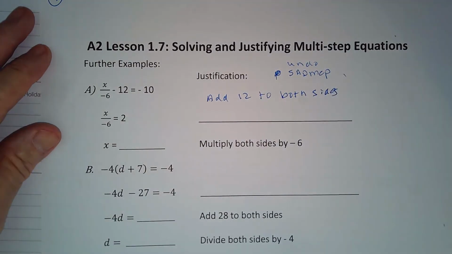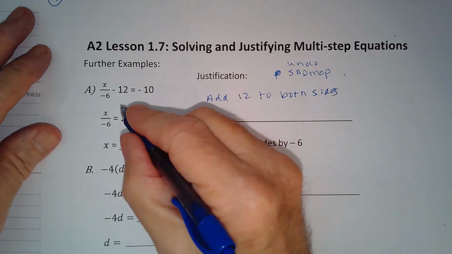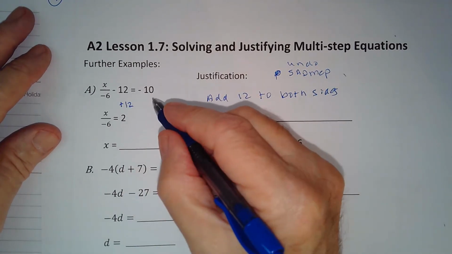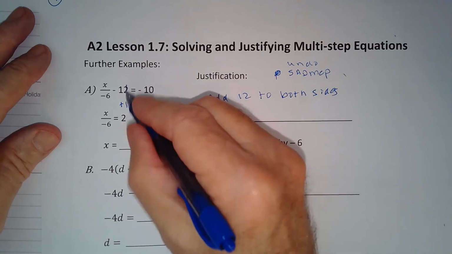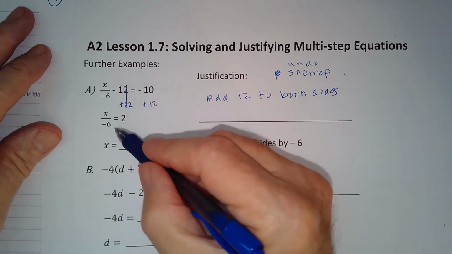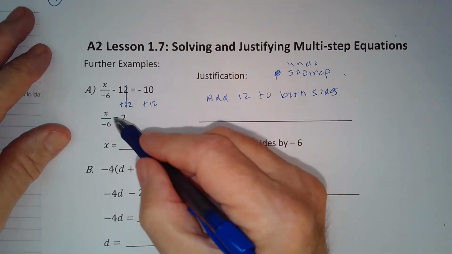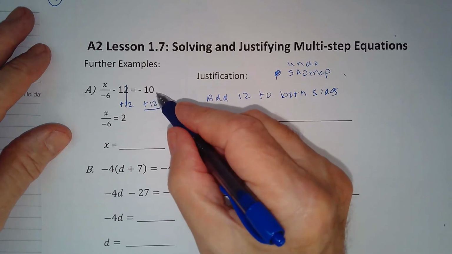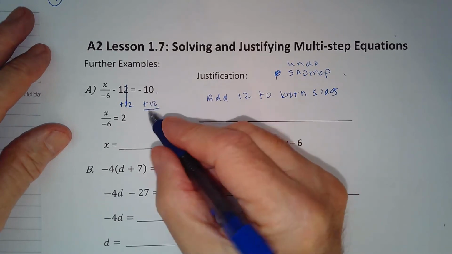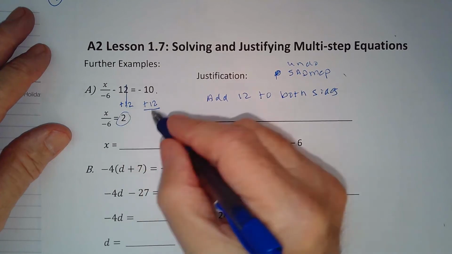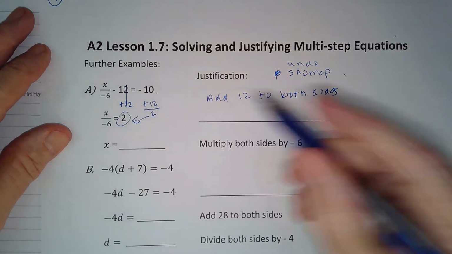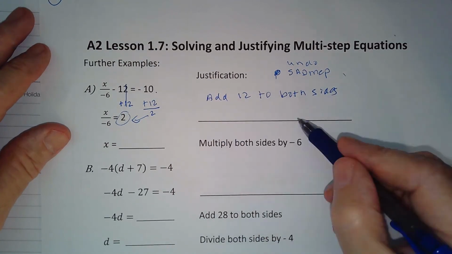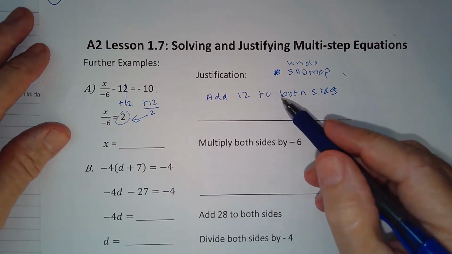So when you do that, plus 12, plus 12, then x over negative 6 is all of a sudden by itself over here on the left side of the equation. And positive 12 and negative 10, or 12 minus 10, is 2. And there's the 2. So all we did was add 12 to both sides. That's what goes on this line here, which I wrote a little bit high.